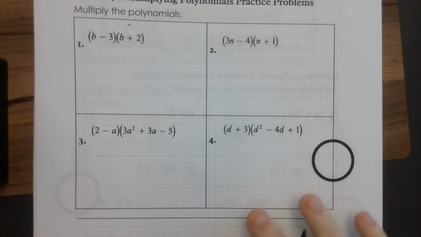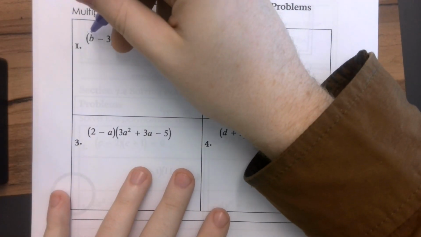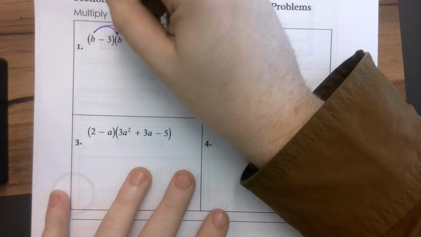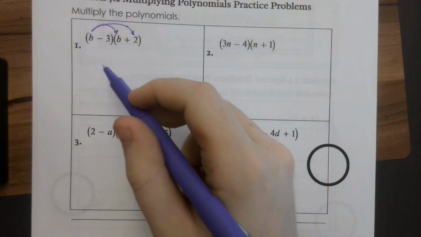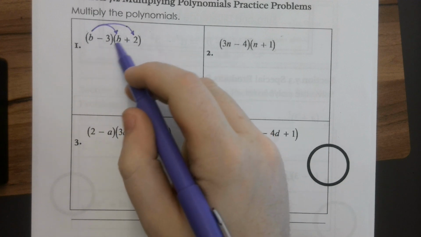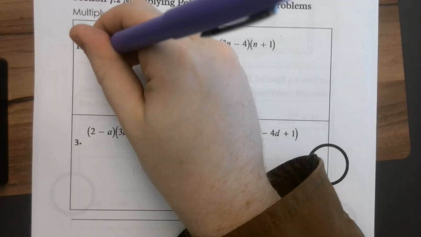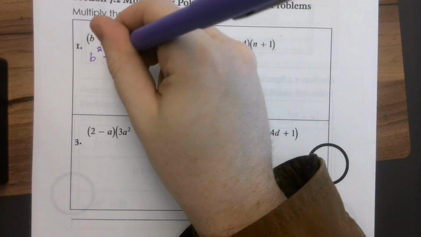Next page, 7.2. I'm going to be using the double distributive property for this. Whenever you are multiplying polynomials, you can use the double distributive property. The idea is every term in the first polynomial should multiply every term in the second. So let's start by doing b times the first and b times the second. Well, b times b we write as b squared. B times 2 is 2b.